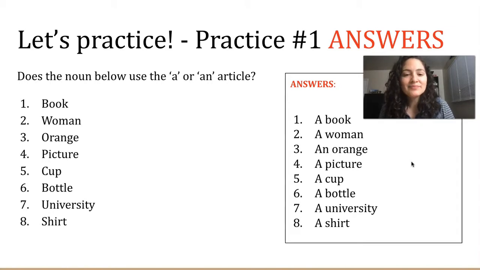Number 3, we use an, orange, because the first sound is o, orange. So we say an orange. For number 7, be careful. You think you see a U here, but remember, it's not the spelling, it is the sound. Listen, university, university. The first sound is U, like Y-O-U. So we use a, university. No an, because the sound is not a vowel sound. It is a consonant sound.